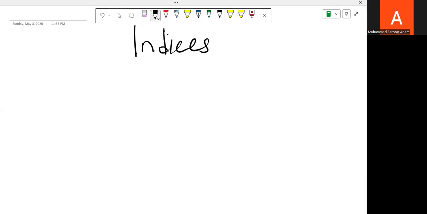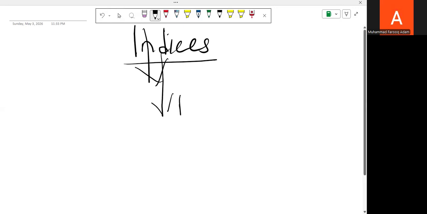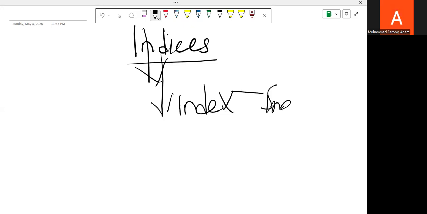Indices, as you see it, is in a plural form, while the singular form of indices is index. When you hear index, it's the same thing. It's just that index is the singular, while indices is the plural.